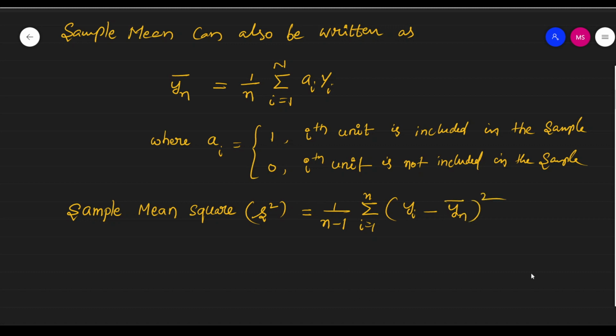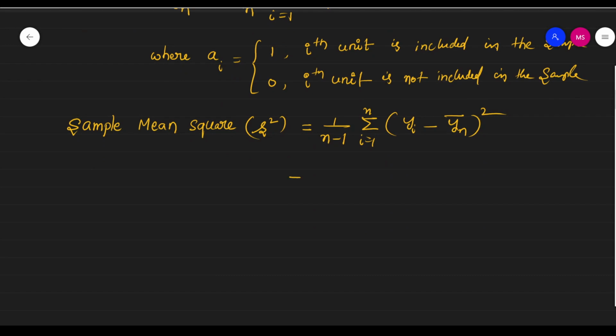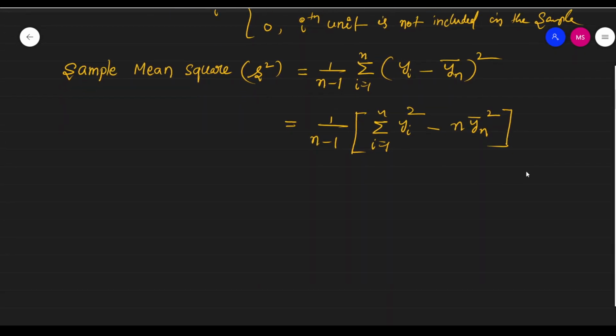This formula can also be written as 1 by n minus 1, summation i running from 1 to n of yi square, minus n ȳn square. Okay, this is the formula. This is called the sample mean square formula, the S square formula.